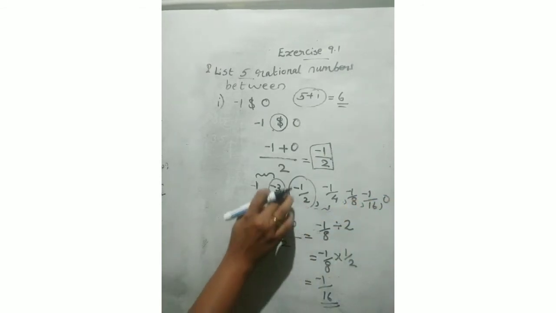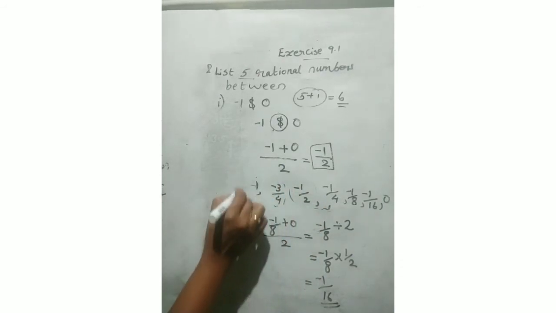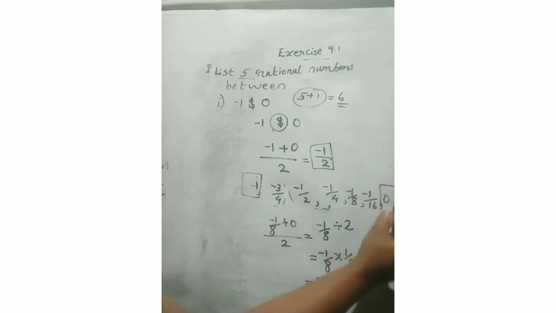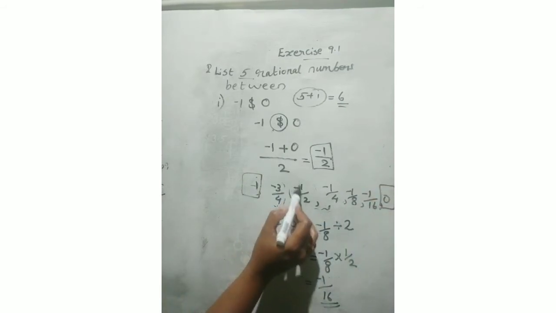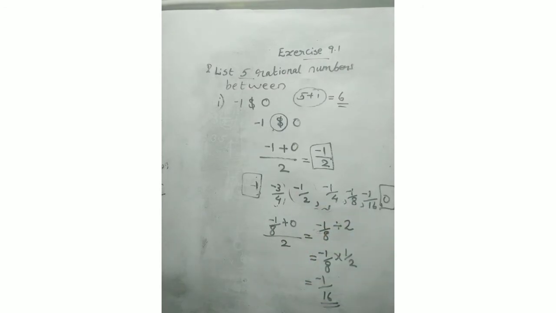So now we got 5 rational numbers between negative 1 and 0. Which are they? Negative 3/4, negative 1/2, negative 1/4, negative 1/8, negative 1/16. Clear, children?